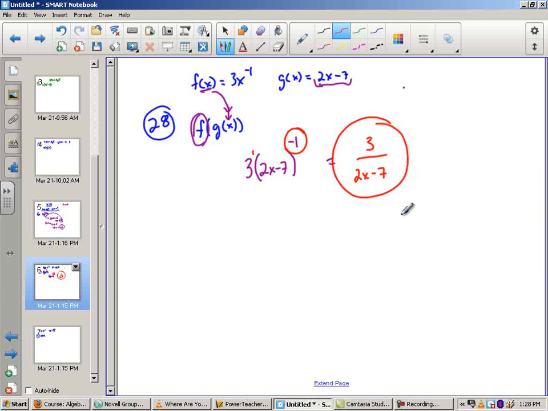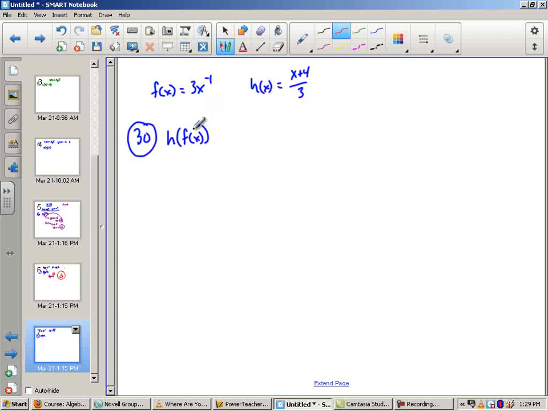The idea is to plug one function inside of the other, maintaining the outside function, function f in this case, as the main structure or body of the function. If we look at one more, let's look at number 30. This asks me to take f of x, this function, and to put it into h of x. Well, we're going to start with the body of the function being h of x. So this is going to equal something plus 4 divided by 3. Now, instead of putting an x into h of x, we're going to put f of x, which is 3x to the -1.